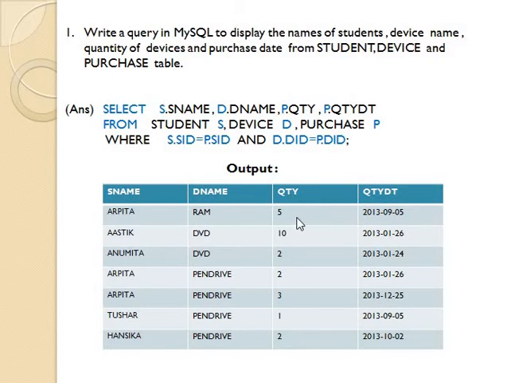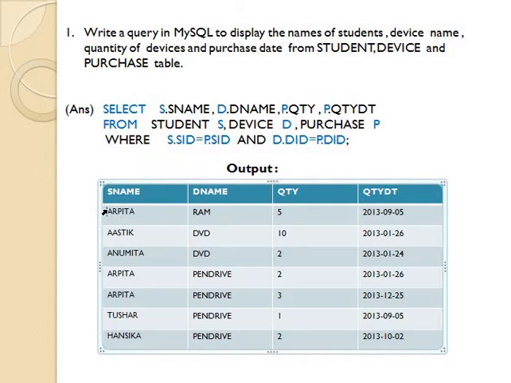So is that clear? The first student Arpita, who has purchased the device called RAM, and who has purchased 5 quantities of that device RAM on this particular date 2013-95, her record is displayed here in the output table. Let me highlight it. So this is the one.